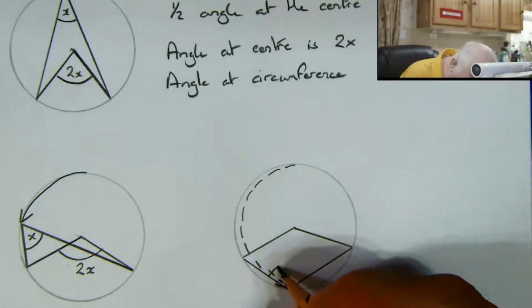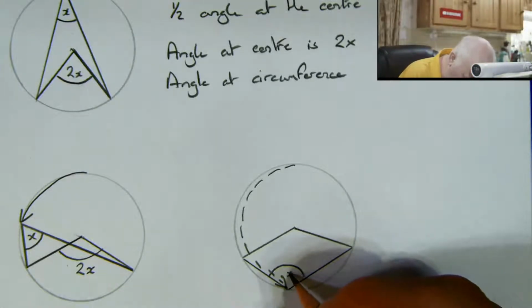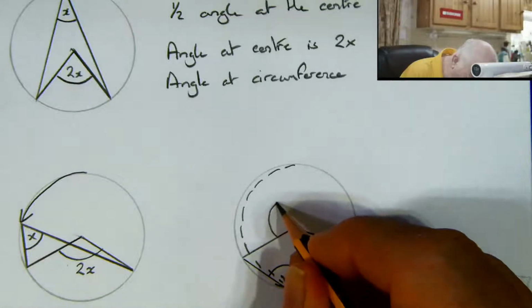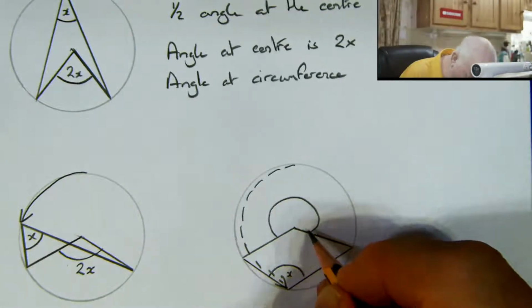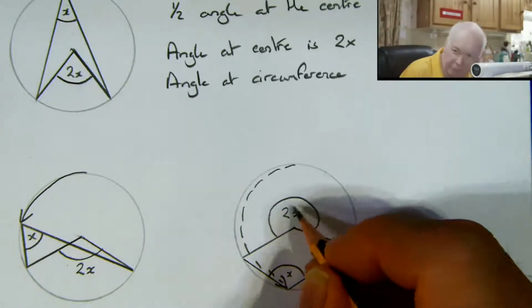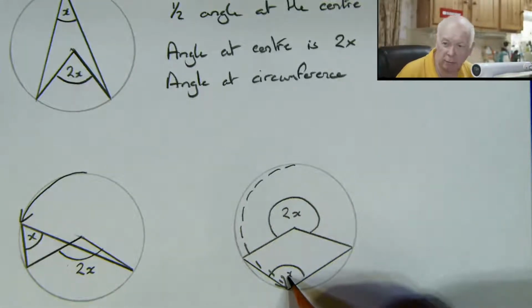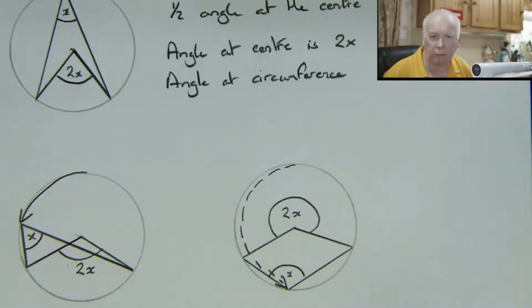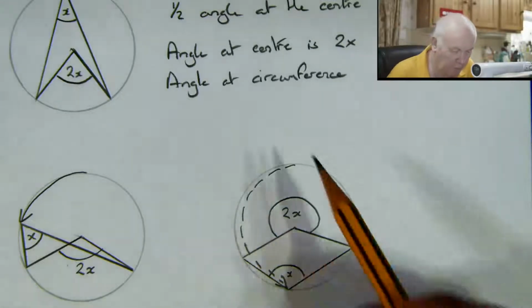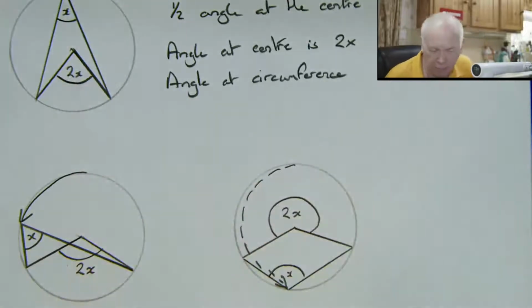And we can say that this angle here, this angle X, is now half of that one. Or the angle at the center is twice this one. And all of this is the same circle theorem. Basically, the angle at the center of the circle is twice the angle at the circumference. And the rule is when they are subtended by the same arc.